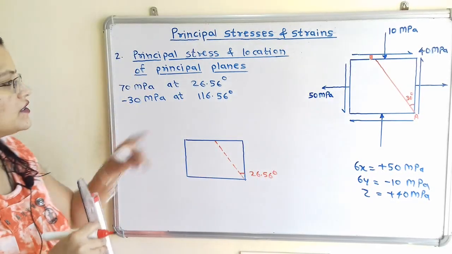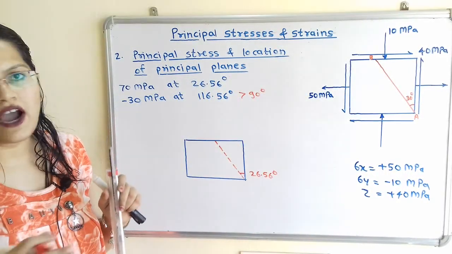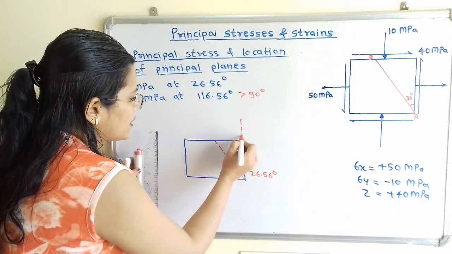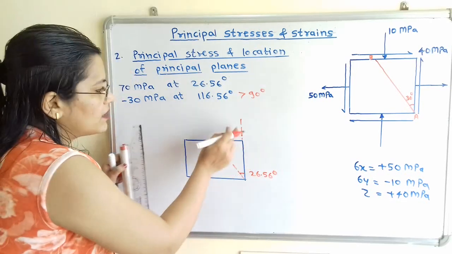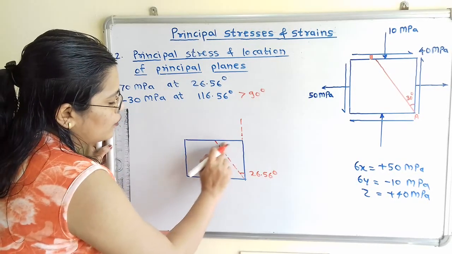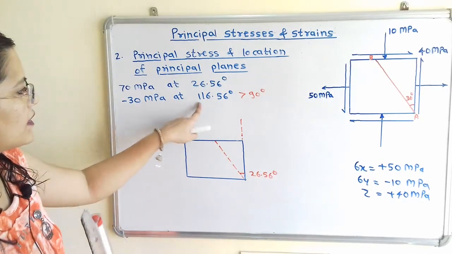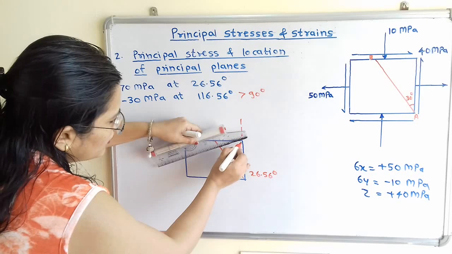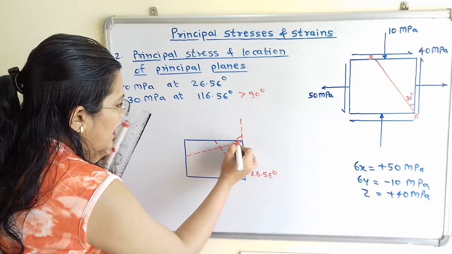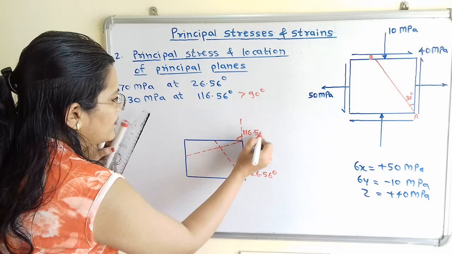Now the second angle is 116.56 degree and it is greater than 90 degree. So how to locate this angle? So I will extend this vertical line and I will measure this angle from this vertical construction line. So the angle between this vertical line and horizontal line is 90 degree and the remaining angle is again 26.56 degree. So I will draw here one line. So this total angle in the anti-clockwise direction is 116.56 degree.